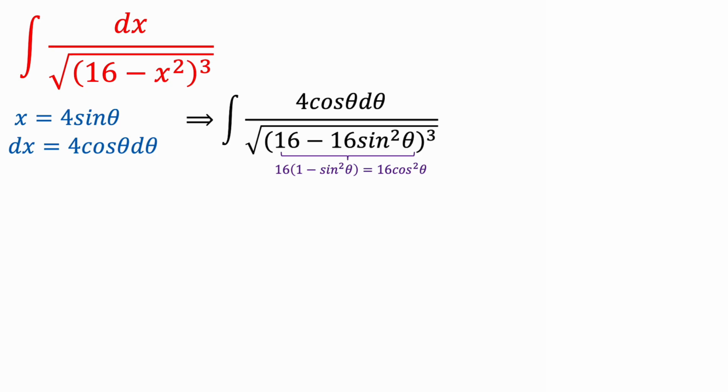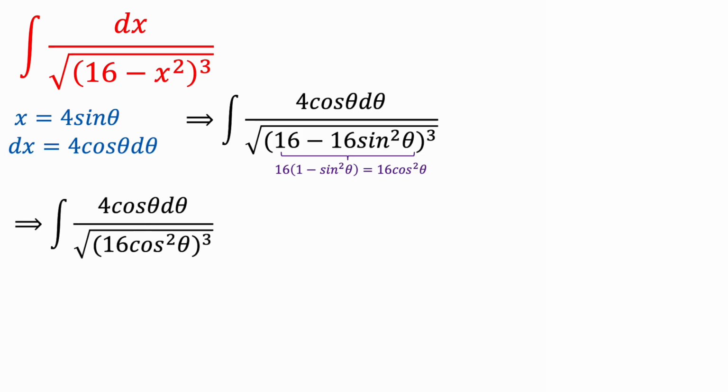So under the radical, we have 16 cosine squared theta, all cubed. Okay? What is the square root of 16 cosine squared? It is 4 cosine theta, but remember, it is also cubed. So we get 4 cosine theta, all cubed. Now, what do we have in the numerator? In the numerator, we have 4 cosine theta. We cancel this with the denominator. So in the denominator, we are left with 4 cosine theta, all squared.